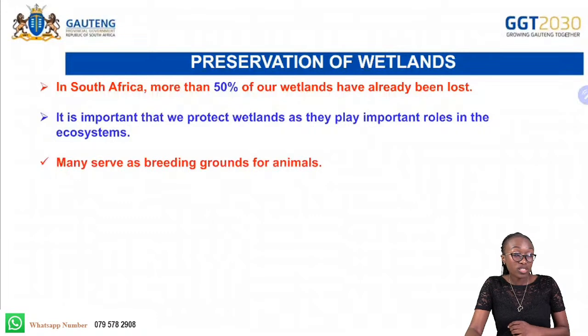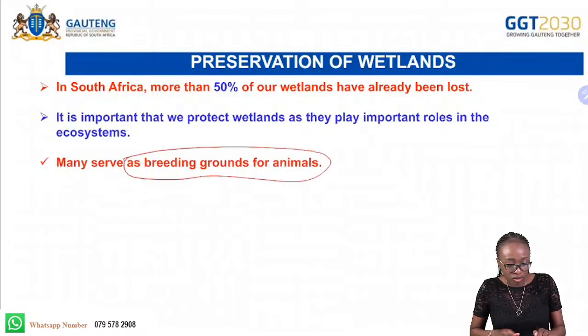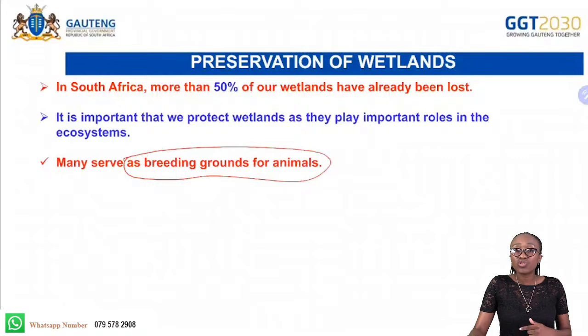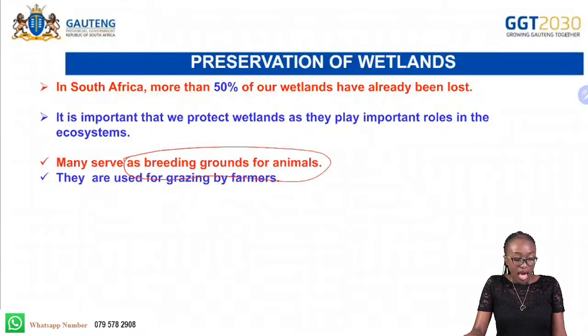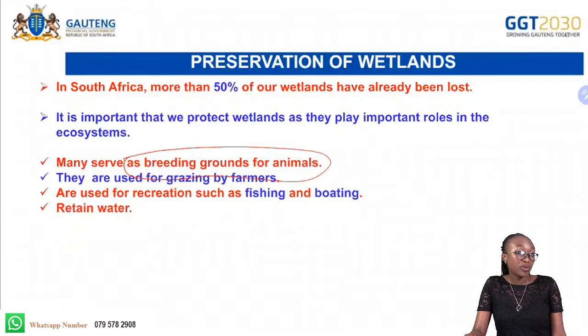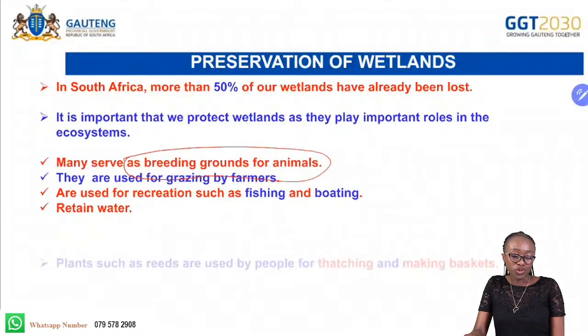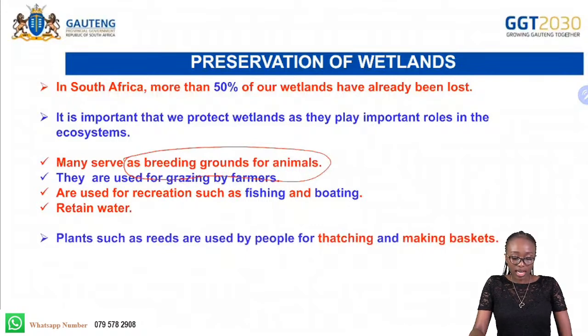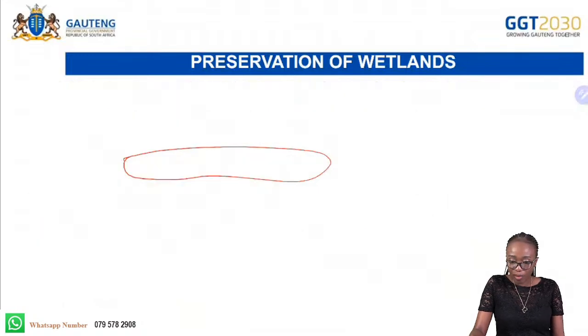And they also serve as breeding grounds for animals. Remember, animals need to reproduce so that their species don't die out and become extinct. They are also used for grazing by farmers, and for recreational purposes such as fishing and boating. And because they are sponges, they are able to retain water. Plants such as reeds grow in wetlands, and people use them for thatching and making baskets. I'm sure your grandmother has a very beautiful basket made from a reed.